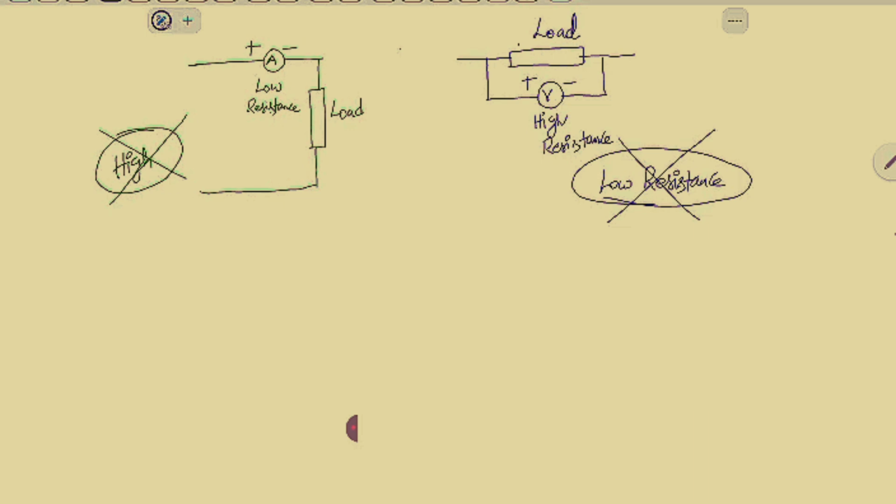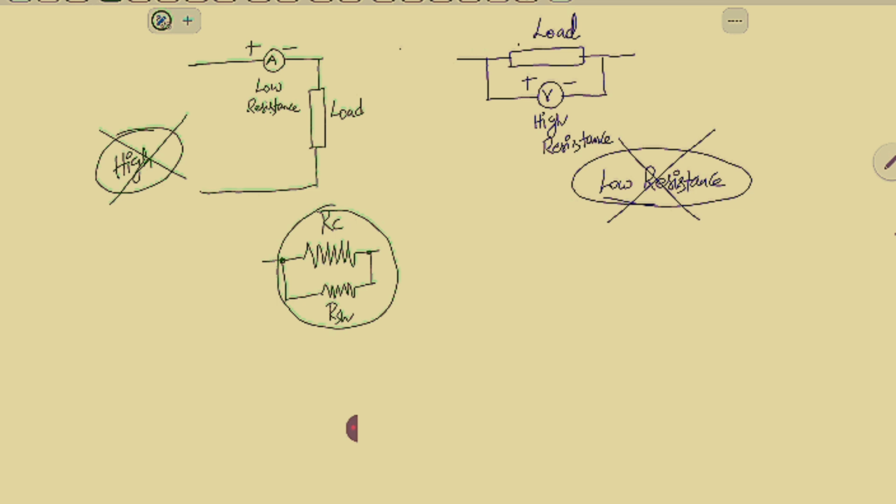Now the next question is how we are able to make the ammeter a low resistance instrument. Basically, ammeter and voltmeter are moving coil instruments. Inside these instruments, there are some coils, and these coils have some resistance. Now, in the ammeter, this is the resistance of the coil, RC. What we will do in the ammeter is connect a very small resistance, which is called a shunt, in parallel to this coil. So when we connect a small resistance RSH parallel to RC, the resultant resistance reduces.